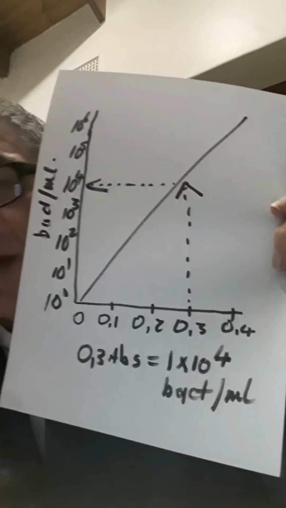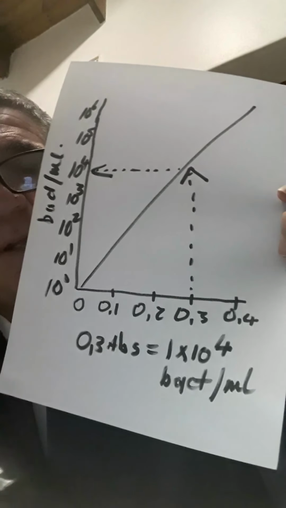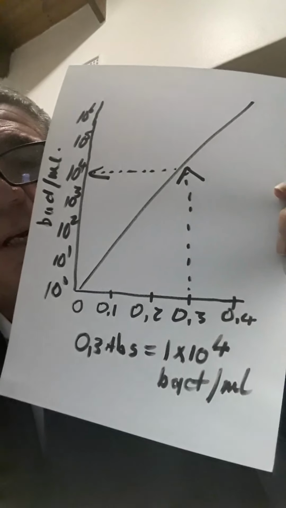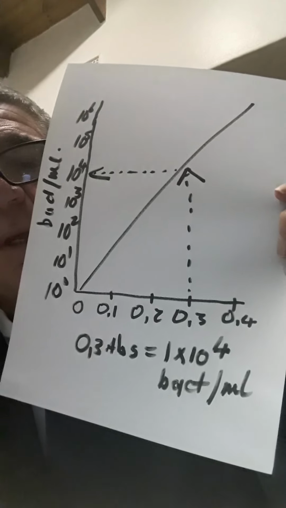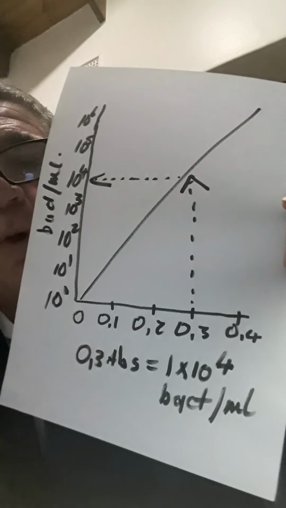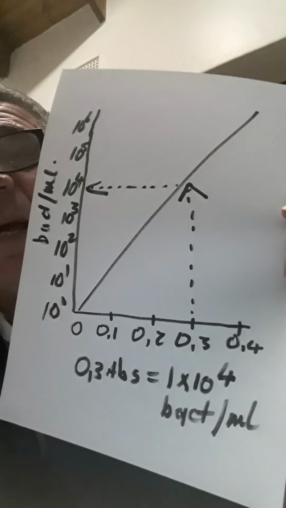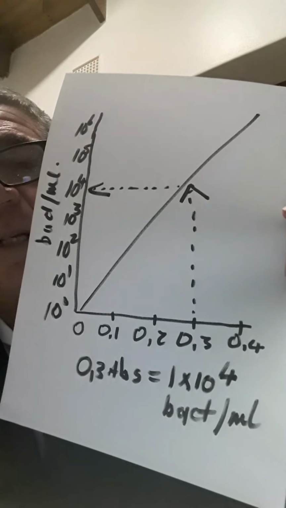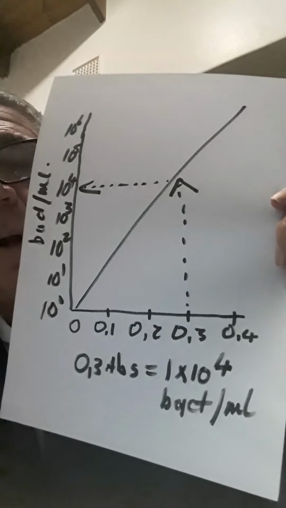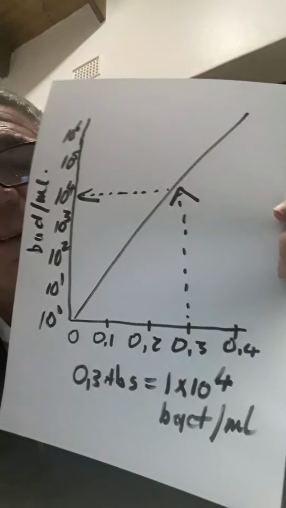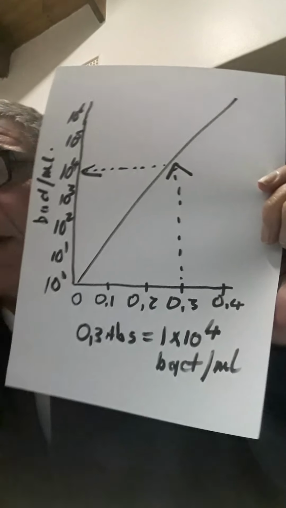So we can use this. Now, how do I get to this graph? The first time that we do this graph, every time that we take an absorbance reading, we must do a plate count. In the plate count, we find how many bacterial cells are there. And then we can plot the plate count versus the absorbance. So it has a very nice practical application for us.